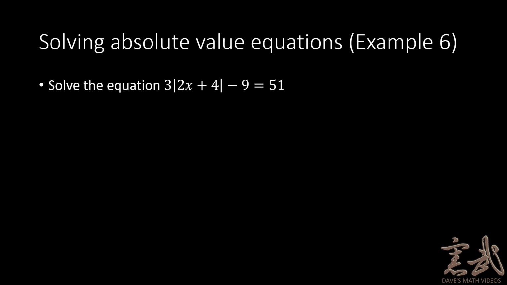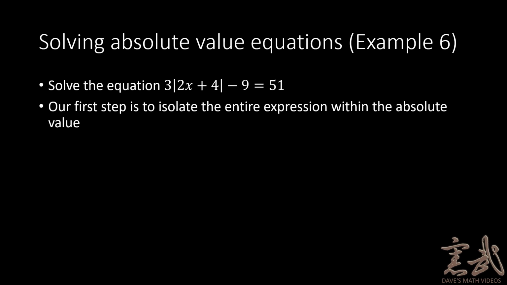As a final example, let's take a look at this. Solve the equation 3 times the absolute value of 2x plus 4 minus 9 is equal to 51. As a reminder, the first step should be to isolate the entire expression within the absolute value, and then to write two separate two-step equations. Pause the video and try this by yourself.